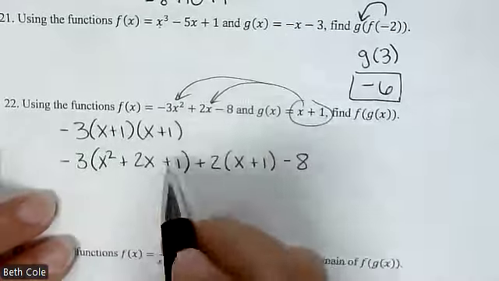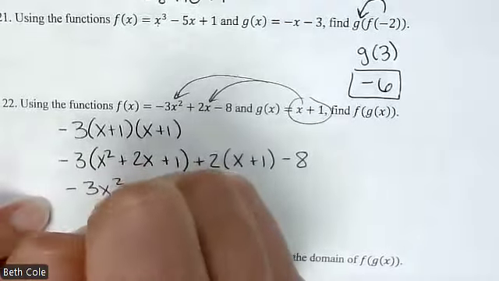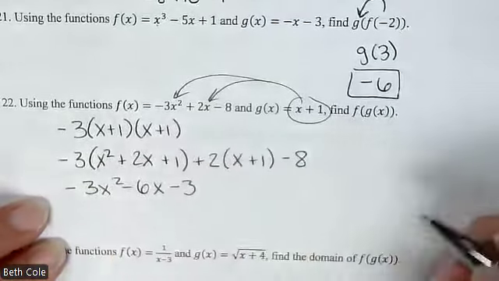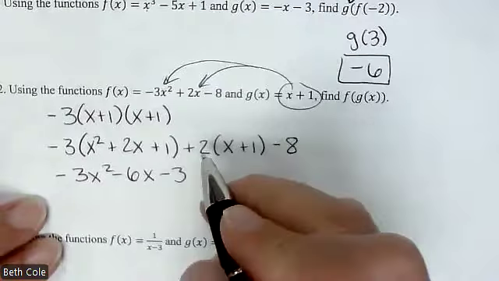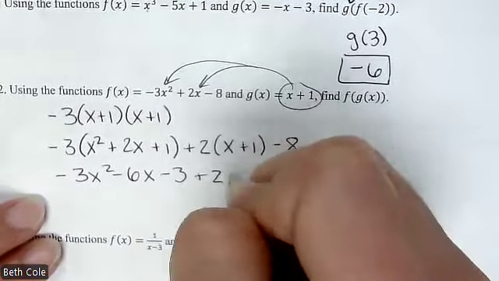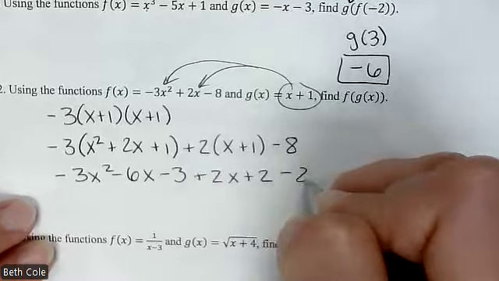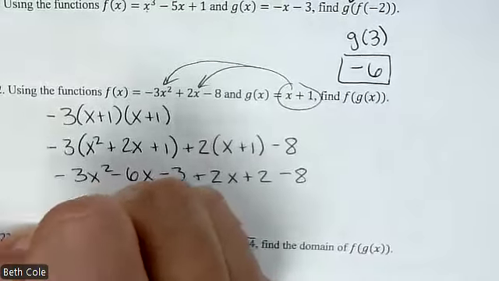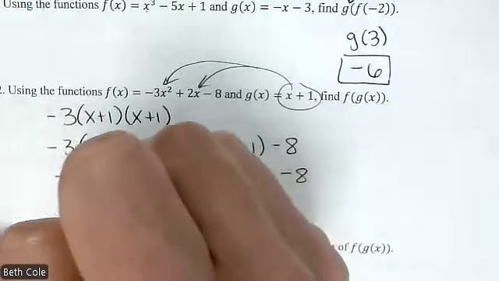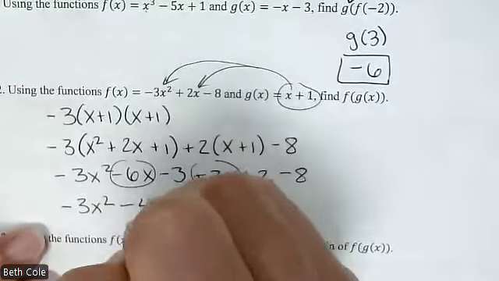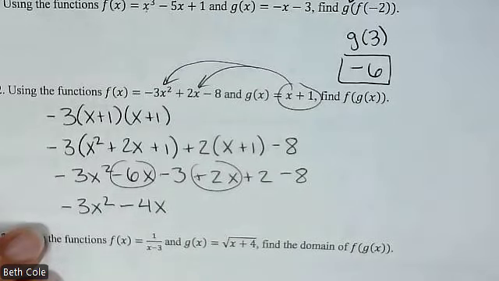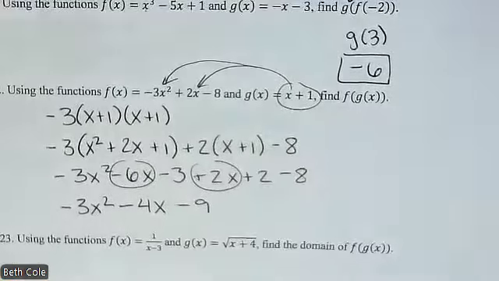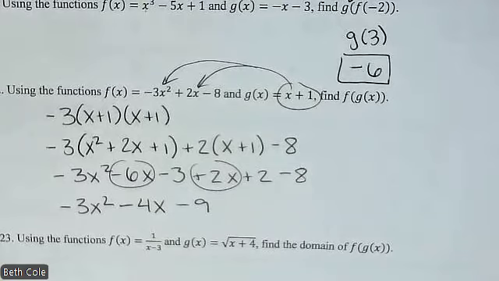So we're going to distribute a negative 3. I'm not going to read all that to you because it's just going to put you to sleep. You guys know how to multiply. And then distribute a 2. And then combine. So negative 3x squared minus 4x minus 9. Thank you. Brain shut off for a second.